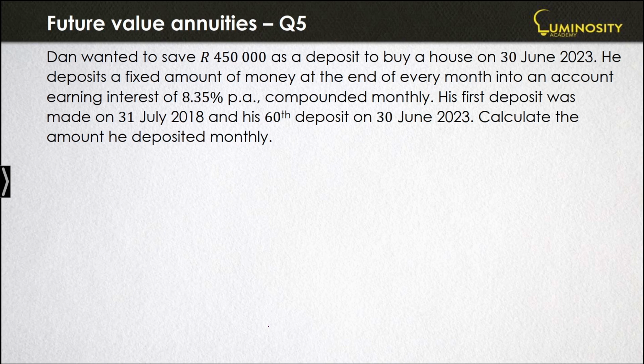Let's have a look at question 5. Dan wanted to save 450,000 Rand as a deposit to buy a house on the 30th of June 2023. He deposits a fixed amount of money at the end of every month into an account earning interest of 8.35% per annum, compounded monthly. His first deposit was made on the 31st of July 2018, and his 60th deposit on the 30th of June 2023. Calculate the amount he deposited monthly.